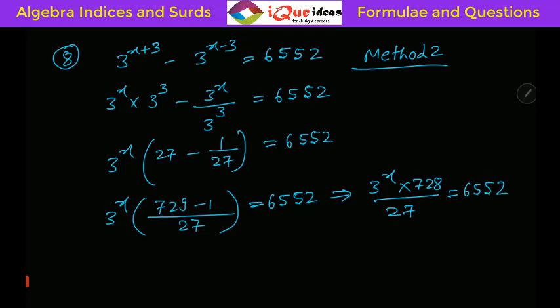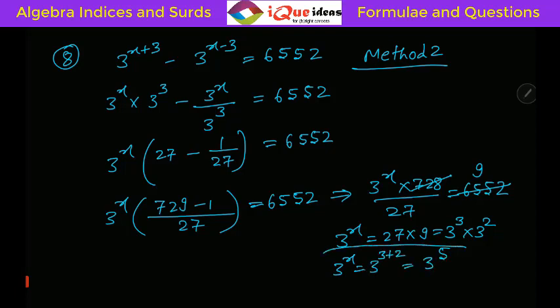If you look at this closely, 8 9s is 72. So in fact 728 cancels 6552 9 times. So we have 3 raised to the power x is equal to 27 into 9. Now 27 is actually 3 cube, 9 is 3 square, right? So the powers on the right hand side get added. We have 3 raised to x is equal to 3 raised to 3 plus 2, which is 3 raised to 5. So this tells us very clearly that the value of x is equal to 5.